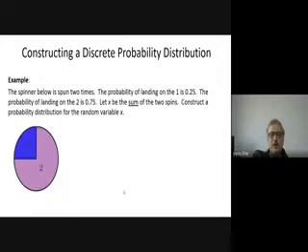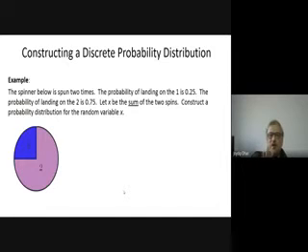Now I'm making a slightly different problem from the earlier one. The spinner is spun 2 times; we are spinning the same spinner twice. The probability of landing on 1 is 0.25, exactly the same, because it occupies only 25% of the circular region, and landing on 2 is 0.75. Since we spin 2 times, the random variable x is the sum of 2 spins. Now construct a probability distribution for the random variable x.